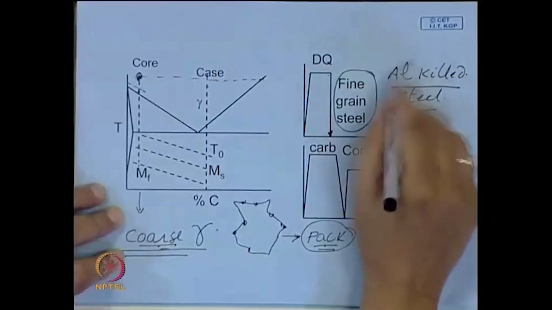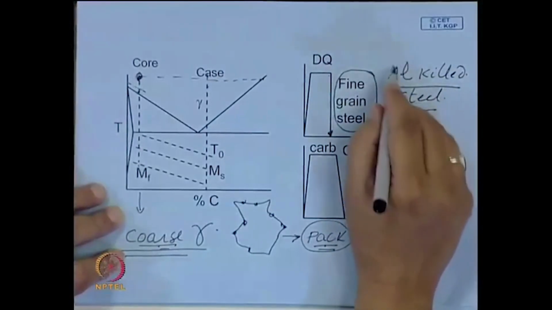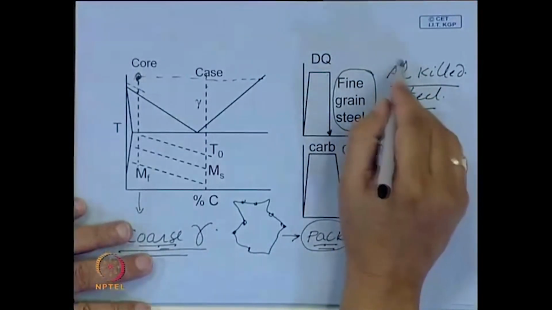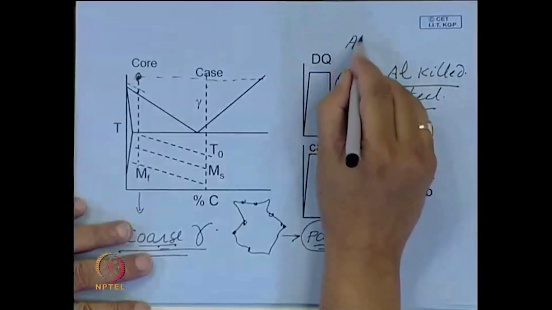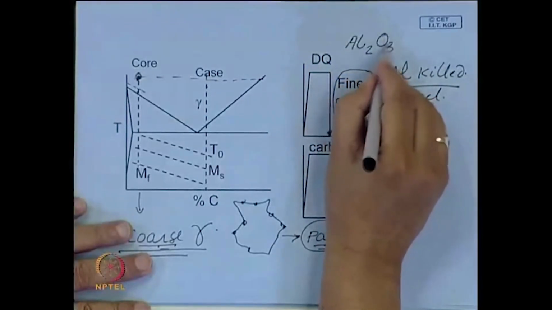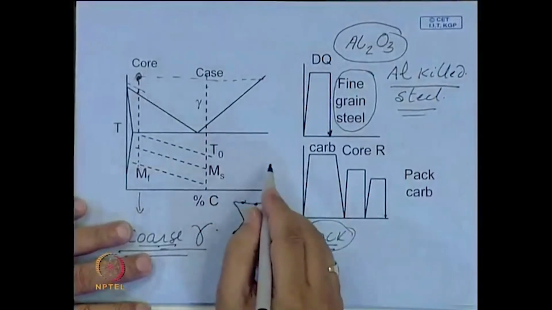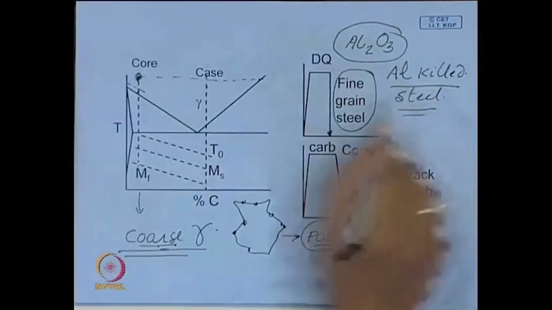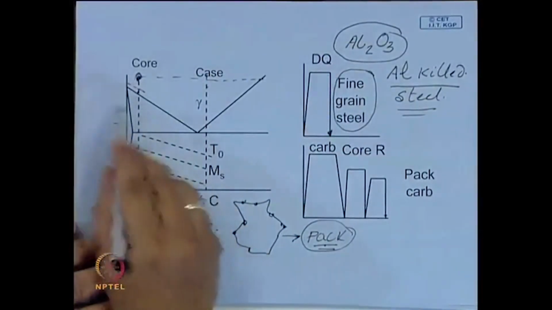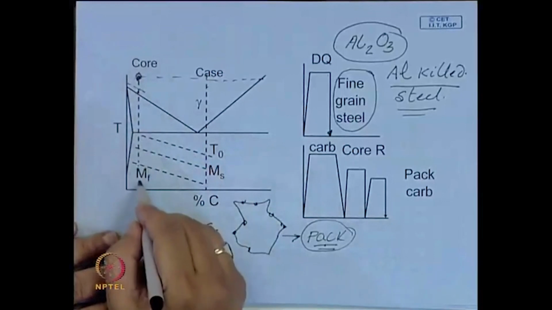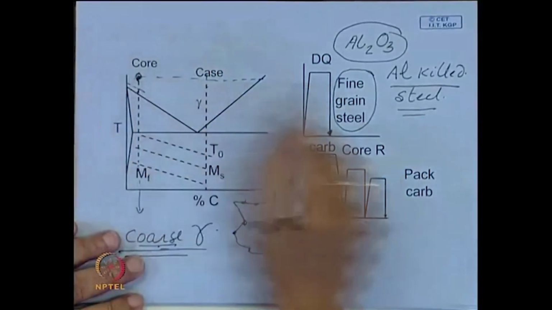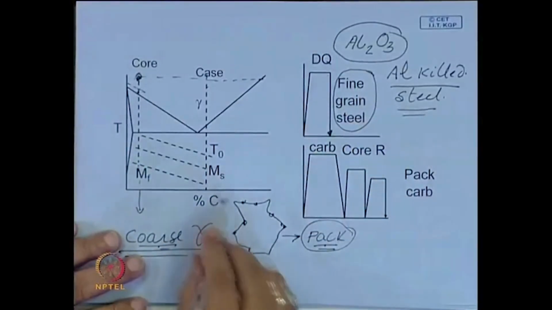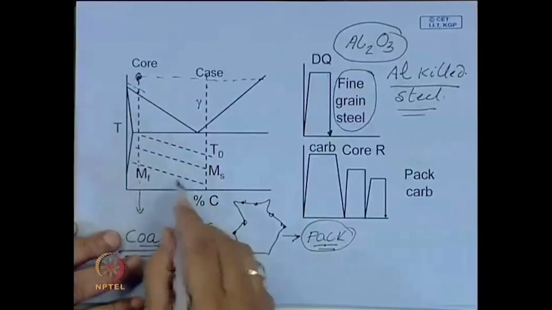This is possible in fine grain steel, which is usually aluminum killed steel. Here aluminum is added, and this aluminum reacts with the oxygen present in molten steel and forms alumina, and this alumina blocks the grain boundary movement or migration. So, this is important. Depending on the type of steel that you have, you can choose, and if you are selecting gas carburizing or liquid carburizing, you can directly quench after carburization. But in the case of pack carburizing, it is not possible.